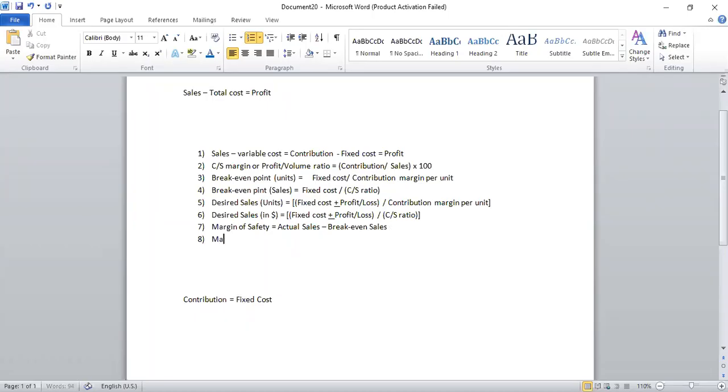There is another equation also for margin of safety. Margin of safety is equal to profit divided by contribution by sales ratio.